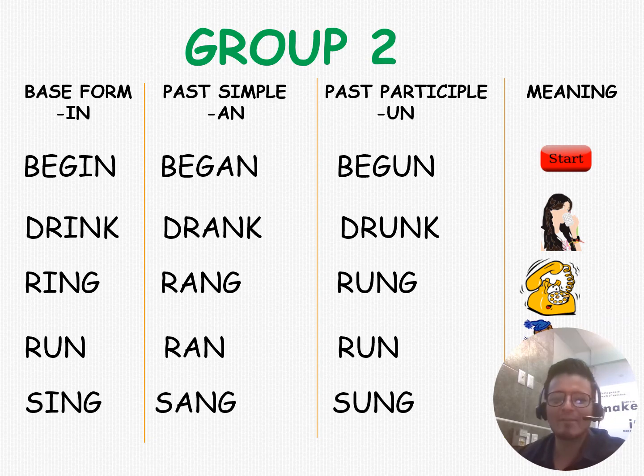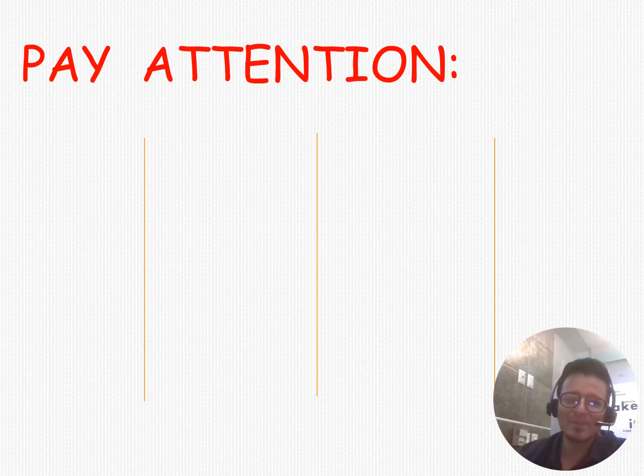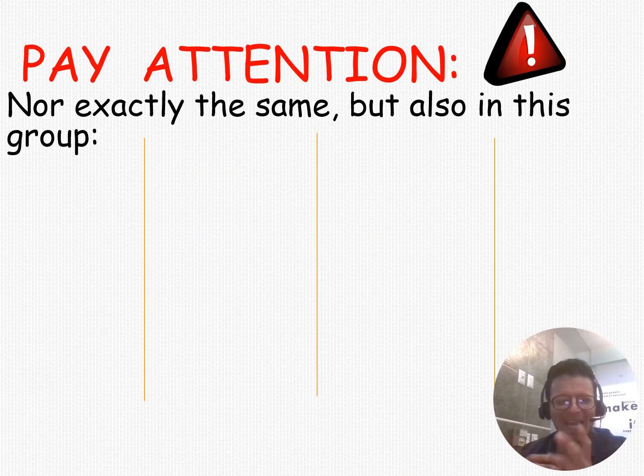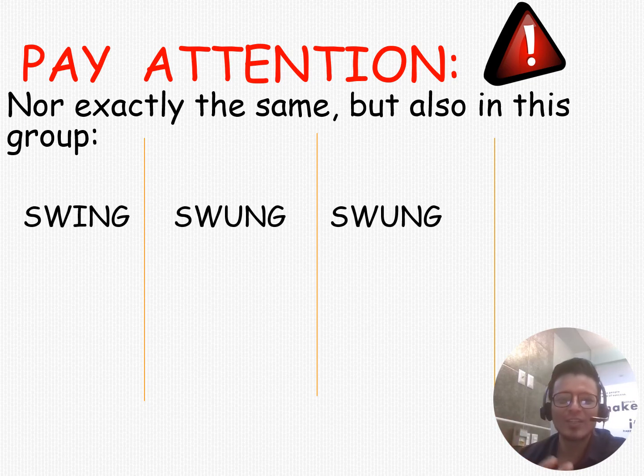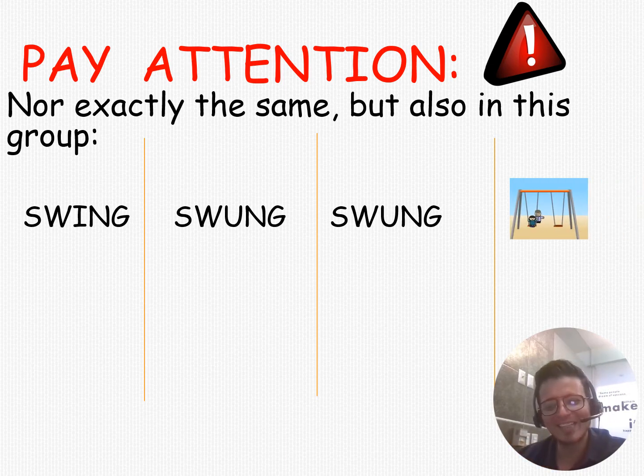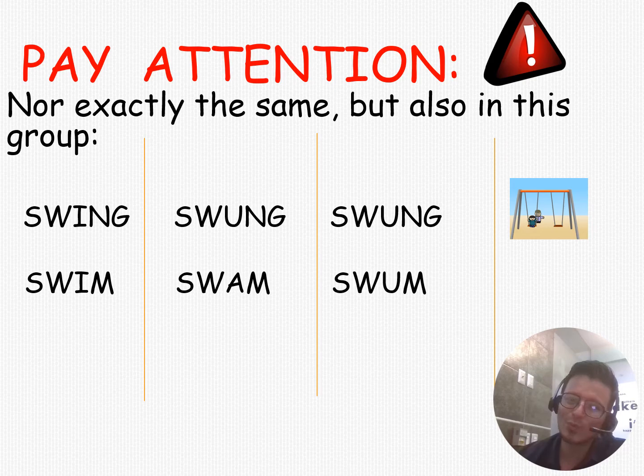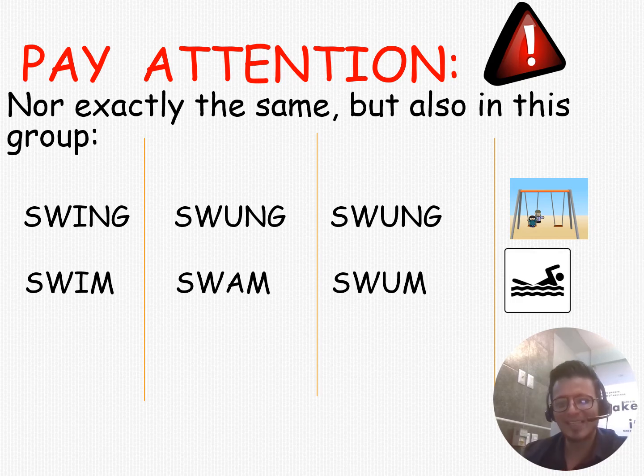And then you have sing, sang, sung. And then we're going to check a couple of verbs that you can add to this group because the idea is similar. Swing, swung, swung, and swim, swam, swum. Are you ready for group three? Let's go over it.